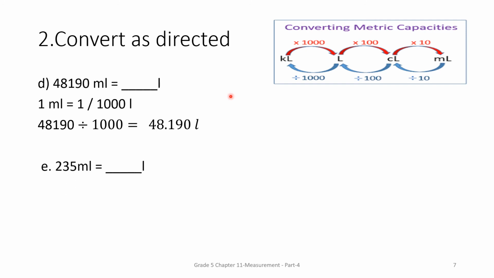Okay. Now scholars, we will see the last sum of question number 2, and then we will solve one story sum. Okay. And here we have E number sum as 235 milliliters equal to how much liters? Again we have to convert milliliters to liters. So for that we need to divide. Okay. And we know that 1 milliliter equals 1 by 1000 liters. So how much will be 235 milliliters? We have to divide 235 by 1000.